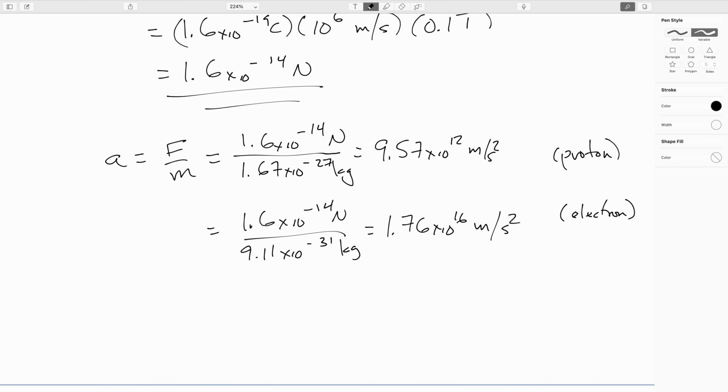Now, it's always good to do a sanity check on these things. It's always a good idea to make sure, for instance, that things aren't violating relativity. So here we've got that the proton is doing 9.57 times 10 to the 12. The electron's doing 1.76 times 10 to the 16. But the speed of light is 3 times 10 to the 8, and we can't be going faster than the speed of light. So did this turn out to be a physically unrealistic example? Pause the video and get back with me.